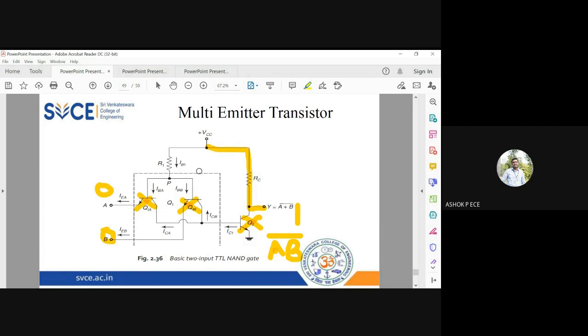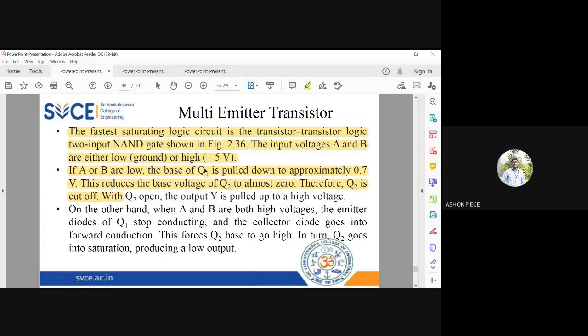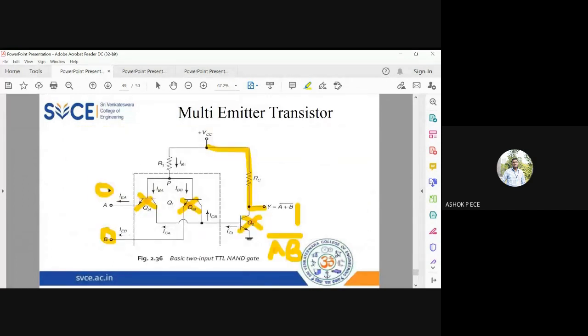And we'll see one more condition. See the next condition. If both are high, A and B both are high. So if A and B both are high, I'm giving 5 volt or I'm giving binary 1. So when A and B both are high, both the transistors will be turned on. Both will go to saturation.